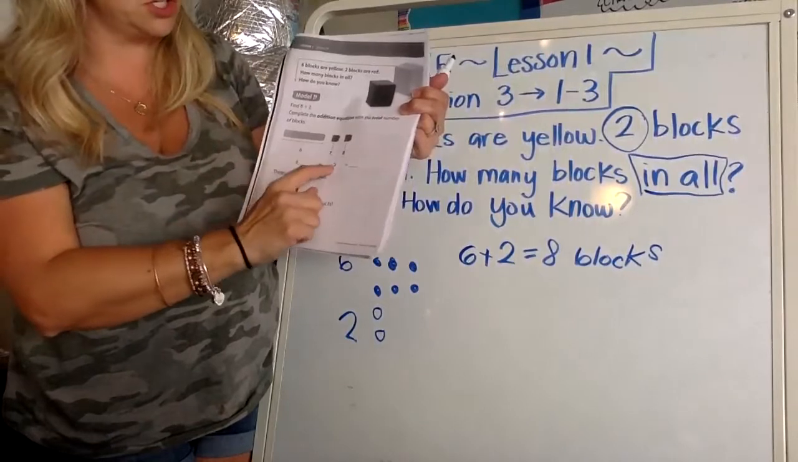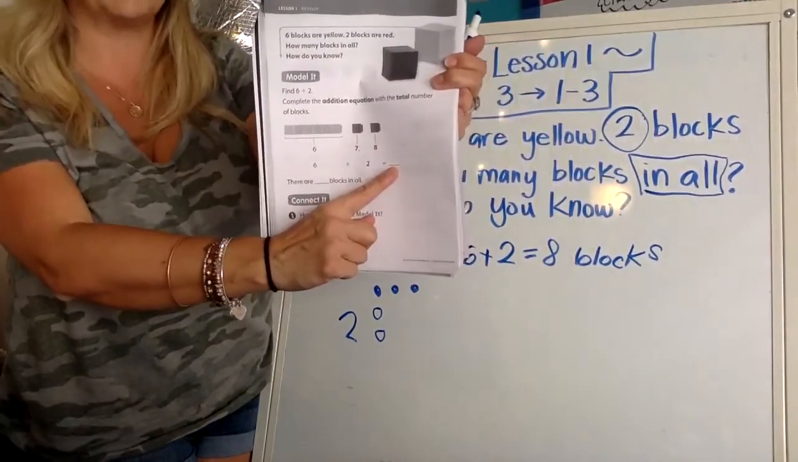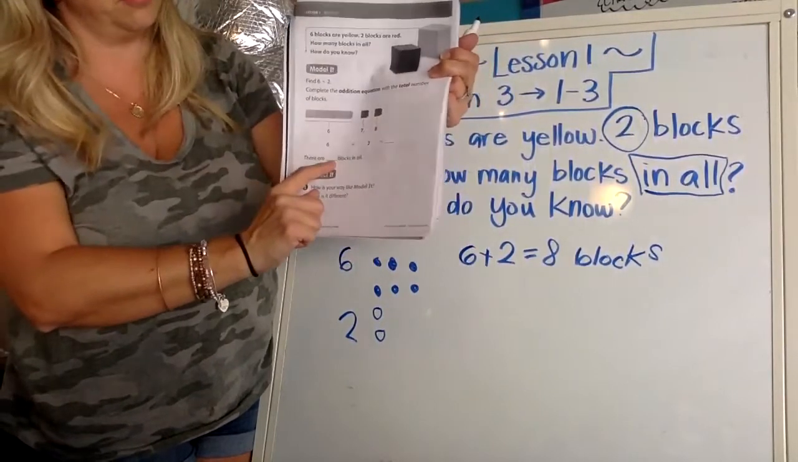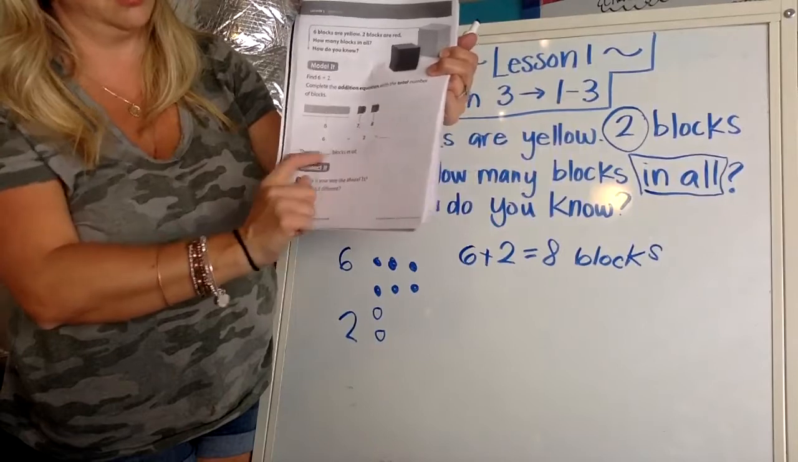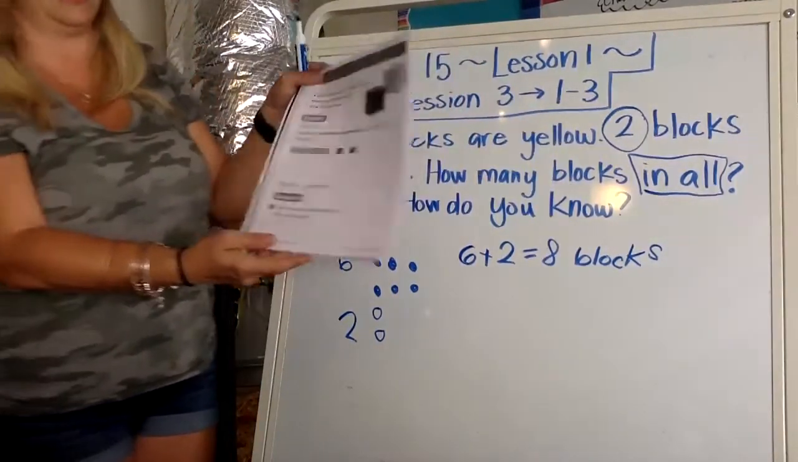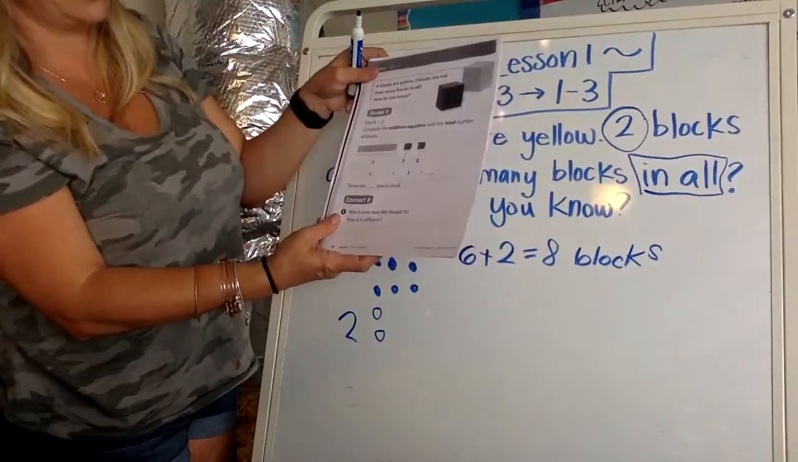So 6 plus 2 equals, on that line, you're going to put an 8. Feel free to pause it and get there and put an 8. There are 8 blank blocks in all. You're going to put an 8 in that line. Then down here, you have connect it.